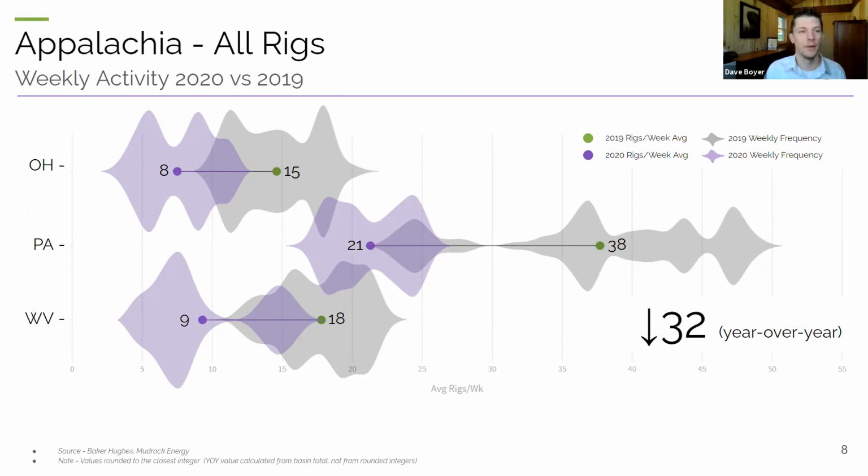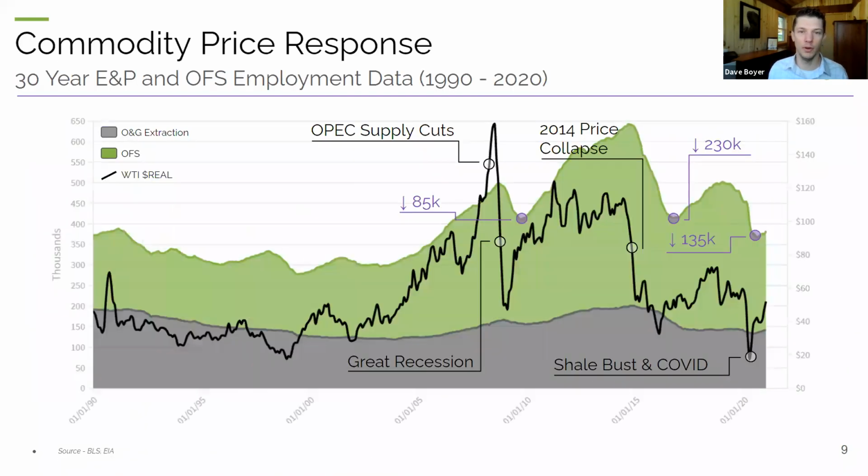And then if we look at commodity response and employment over the last 30 years, I've plotted here WTI oil price, corrected for inflation, over the last 30 years, and looking at the upstream employment. Obviously, as we were coming up to the shale, we had a lot of hiring, and then we hit the Great Recession. We had a nice little drop here, about 85,000 people. But then we recovered pretty quickly.